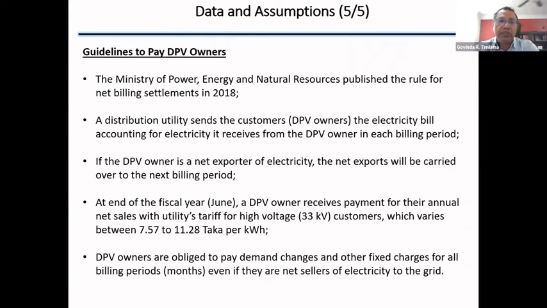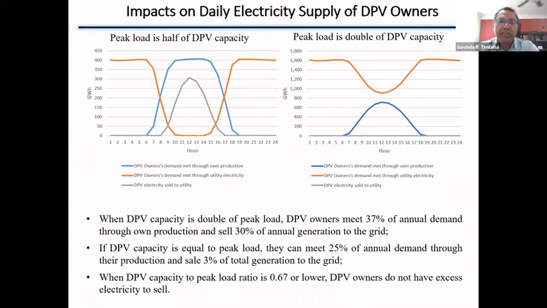Now let's go to the results. Basically, here it shows how the load and DPV supply interact. It depends on the size of the DPV. For example, on the left-hand side graph, if the DPV capacity is twice as high as their peak load, then we can see that they do not need utility electricity from almost 9 a.m. to 3 p.m. Because they can produce enough electricity not only to meet their demand, but they also sell electricity to the grid.